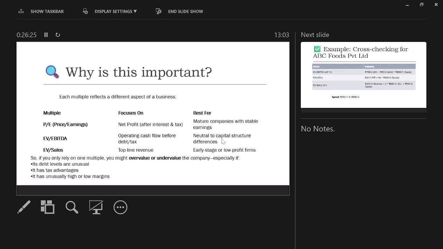Because when you take debt, when you borrow money, you have to pay interest. And interest becomes your expense. For the company, it's an expense. The company will show that expense in its income statement, calculate the profit and pay the tax after that. It is tax deductible.